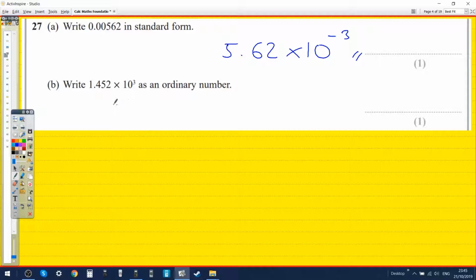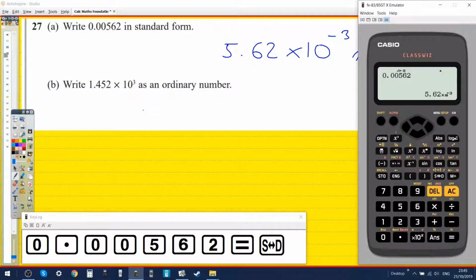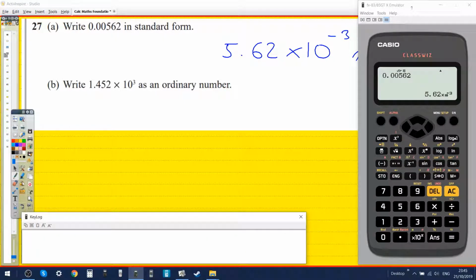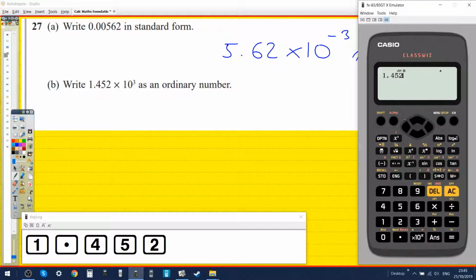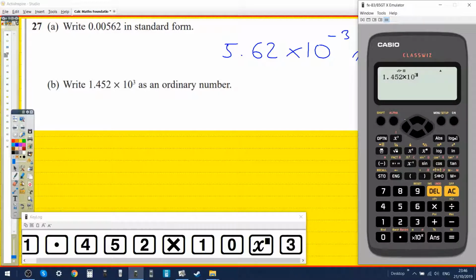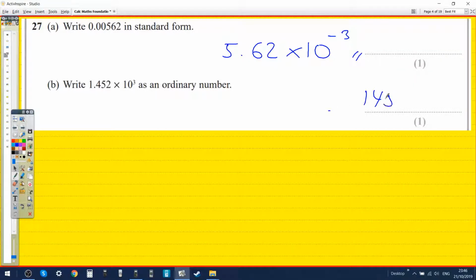Just use the calculator. How do we do question B? 1.452 times 10 to the 3 as an ordinary number. Well, I know what an ordinary number is. 1.452 times 10 to the power of 3. Press equals, 1452. That looks like an ordinary number. I will use that thing.